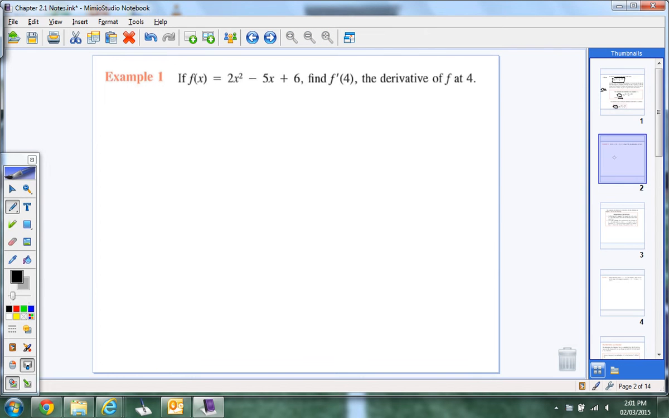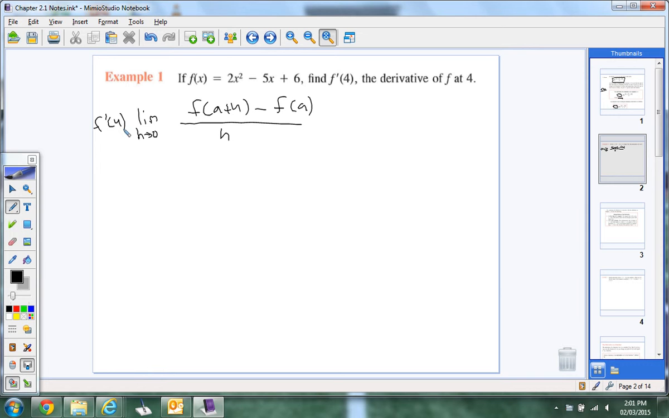Okay, so example 1. We want to find the derivative at 4. It's not necessarily a step further, we're just telling us what x is, because it's function notation. So we know x is 4. We're still going to use f of a plus h minus f of a all over h, as the limit as h approaches 0. We want to find f prime of 4. So that means it wants you to do the derivative and plug 4 in.